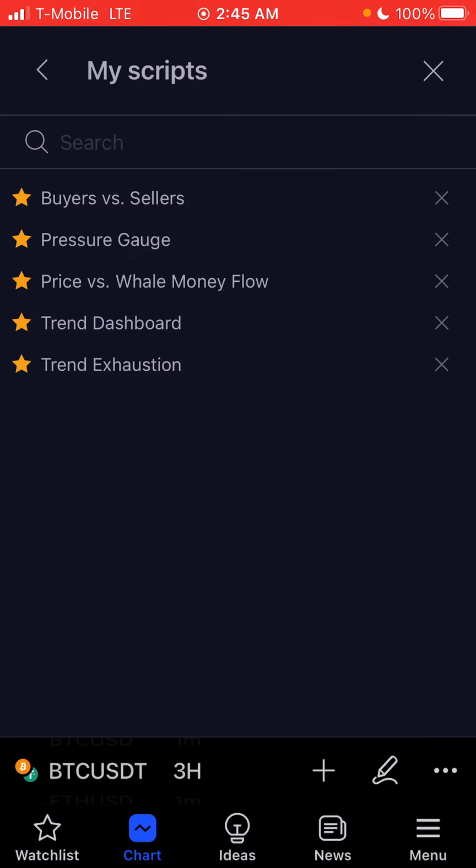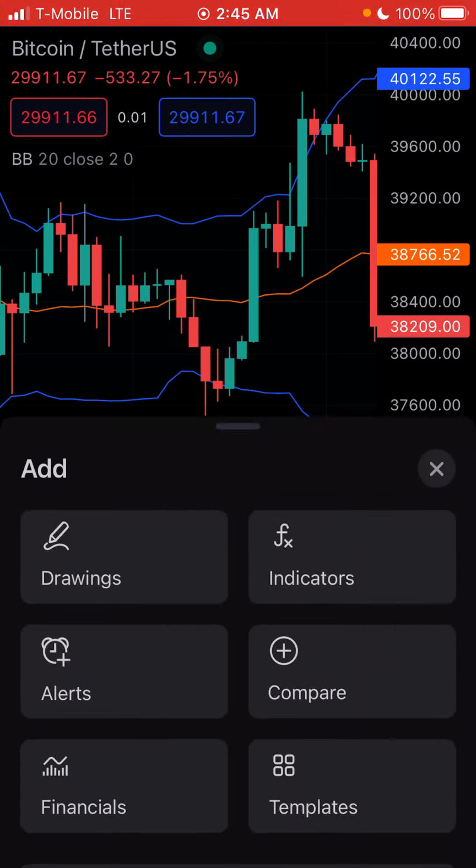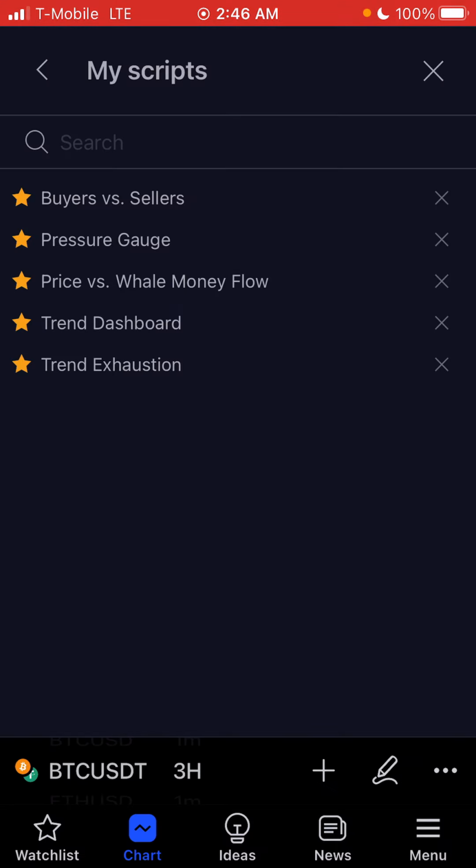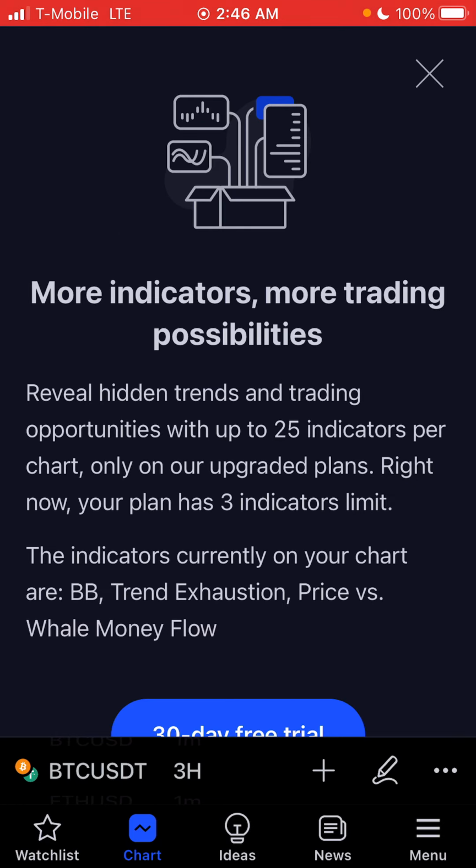The only other way you can really do this is to ignore the pressure gauge and load up the buyers and sellers, and do the trend exhaustion. Now, this is what the guy that made these indicators does. I think these are the ones that he uses all the time when he detects which coin to get into. He uses the price and buyers and sellers.